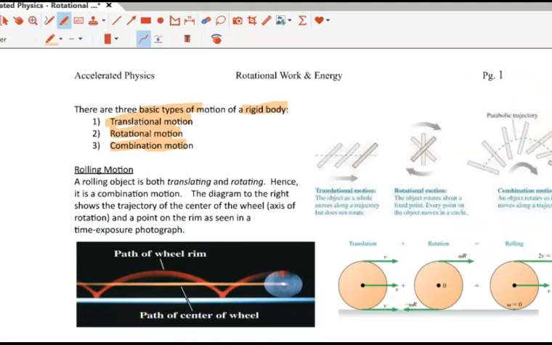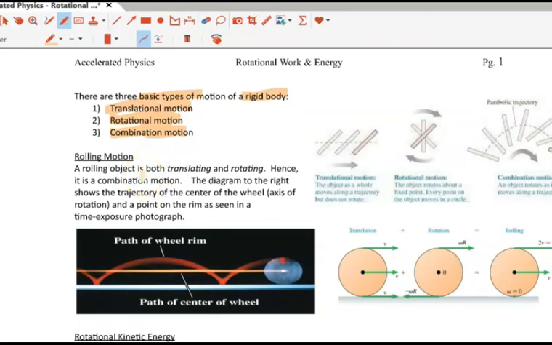So in this video, I want to talk really specifically about rotational energy, because we've already learned about translating motion. What we're looking at now is rotational energy. All right, so rolling, by the way, as you can see down here, is an example of a combination of both translating and rotating.